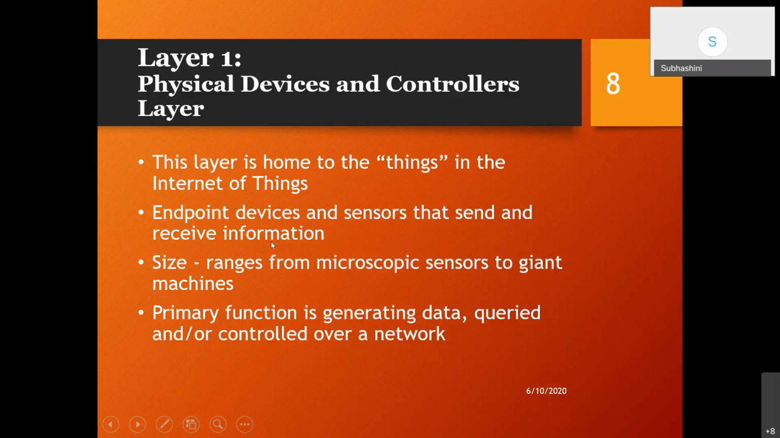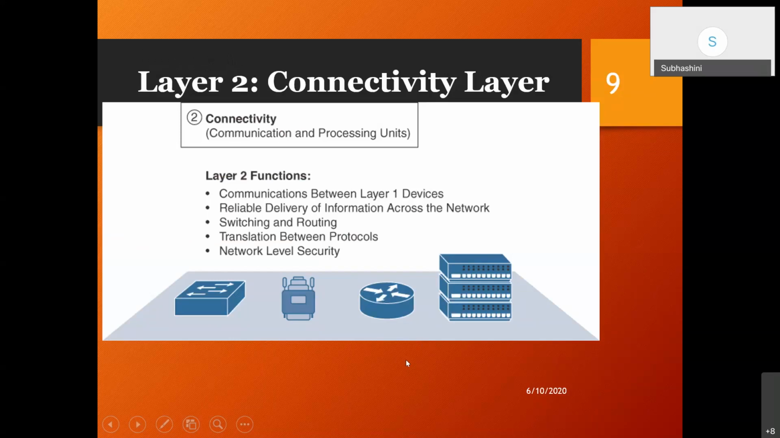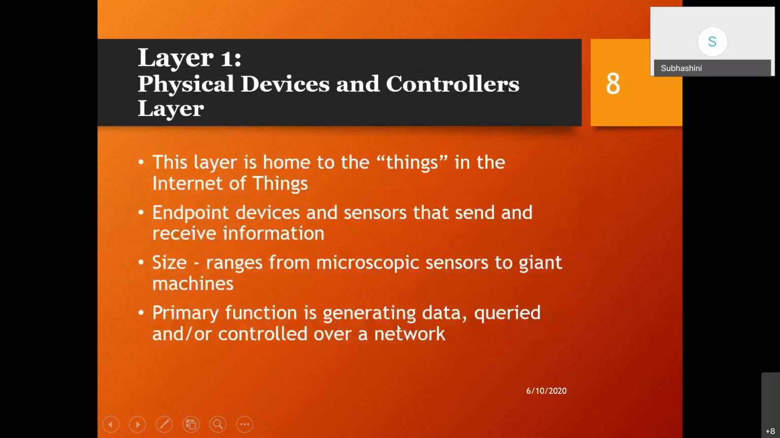They can either send information, or they can receive from somebody else as an actuator. These things differ in size and in their ranges. They can be very small, minute things, or they can be giant machines. So size will differ for these things. What is the primary function of a thing? A thing generates the data. In a thing, we will have a sensor, and that sensor senses something. That something is your data, the sensed data. So in IoT, who generates data? It's your thing, and especially your sensor. That is the first layer.